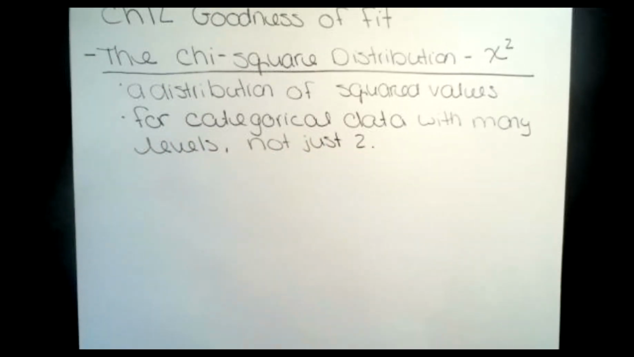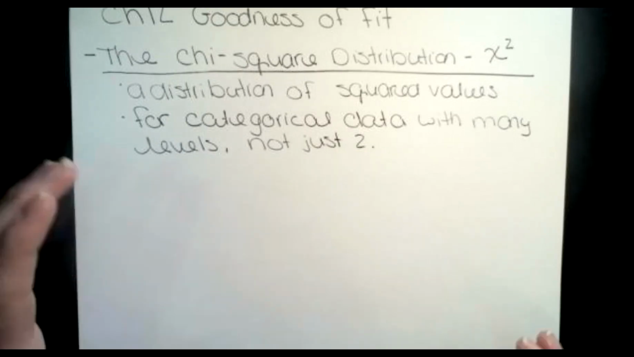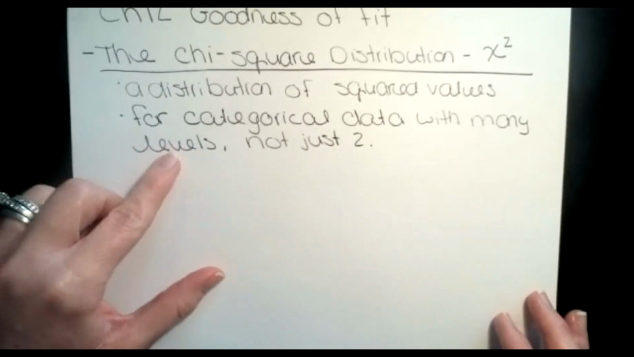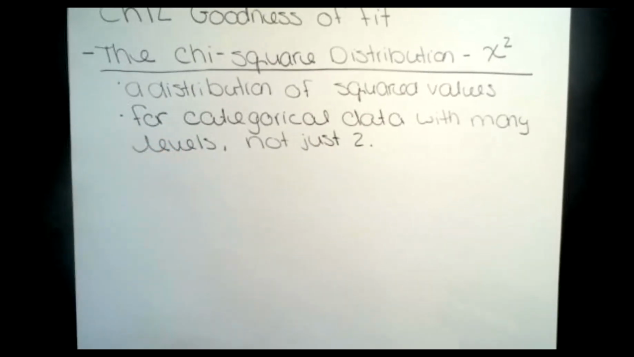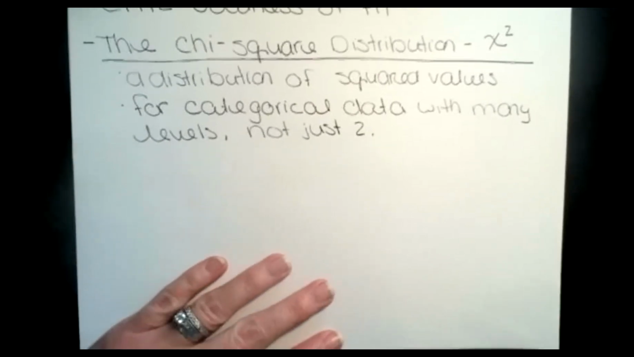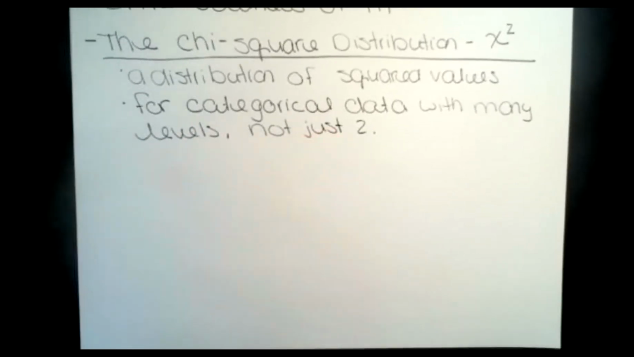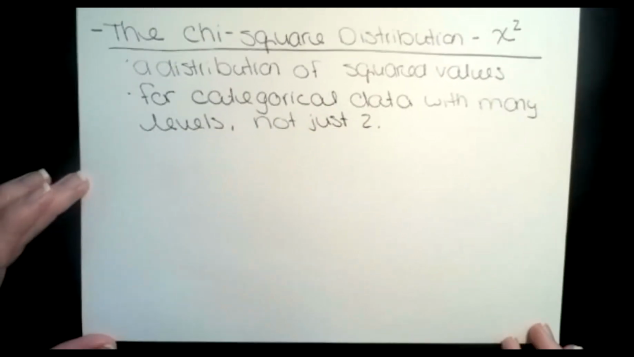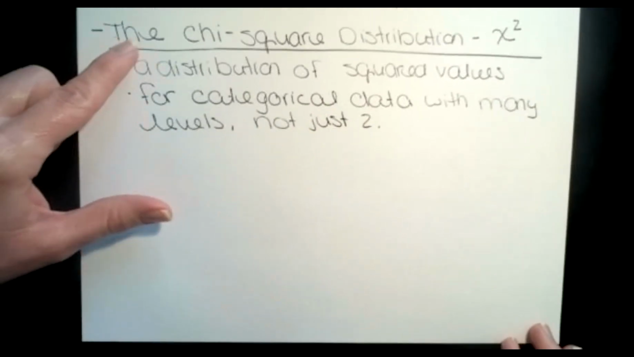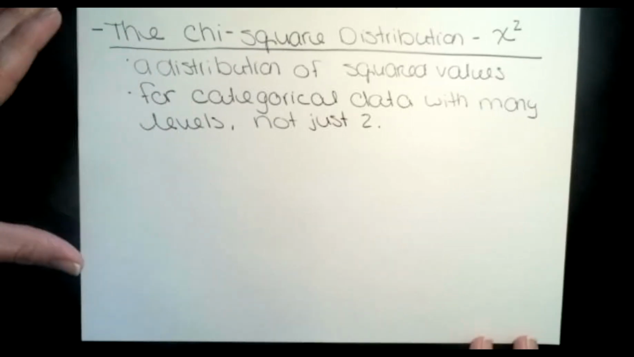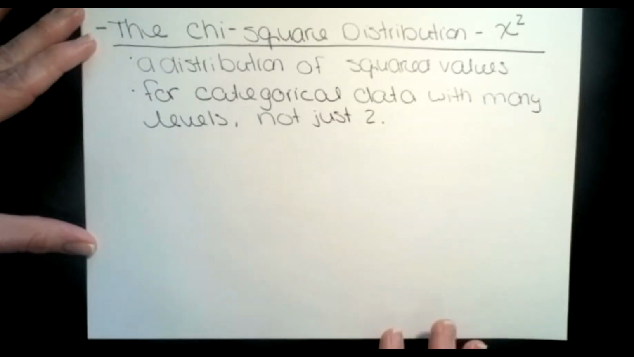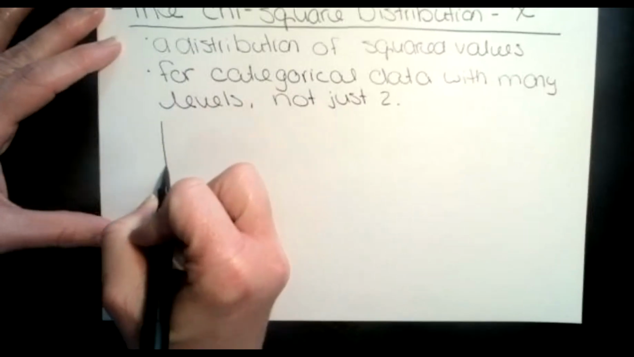Or I could say, what is your eye color? And now all of a sudden I could open it up to like four levels, right? Because it could be blue, brown, green, hazel. And how someone can answer the question, like how many different answers there could be, that's the levels. So far we've only done yes, no questions for categorical, which is just two levels. So now we're going to explore beyond those two levels, and that's what we're going to look at with a chi-square distribution.